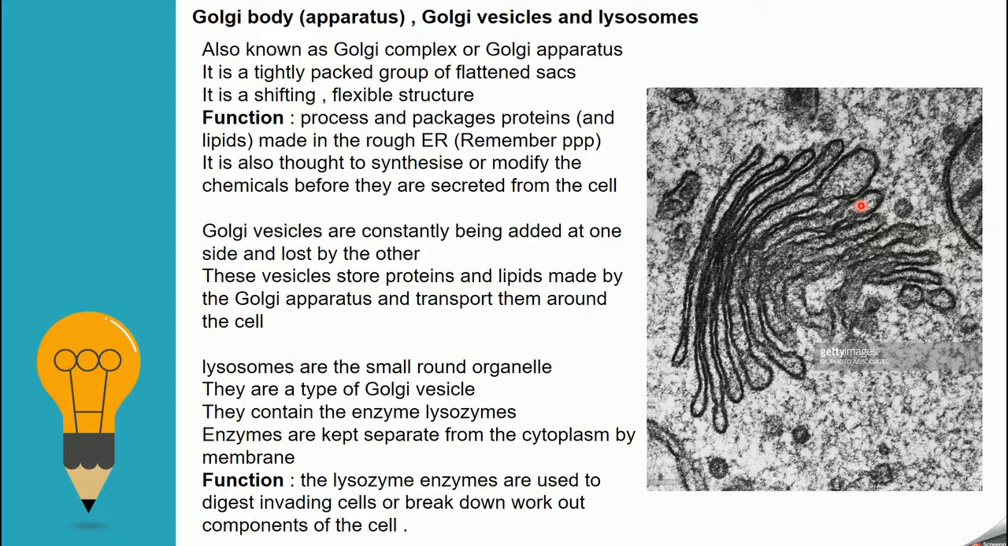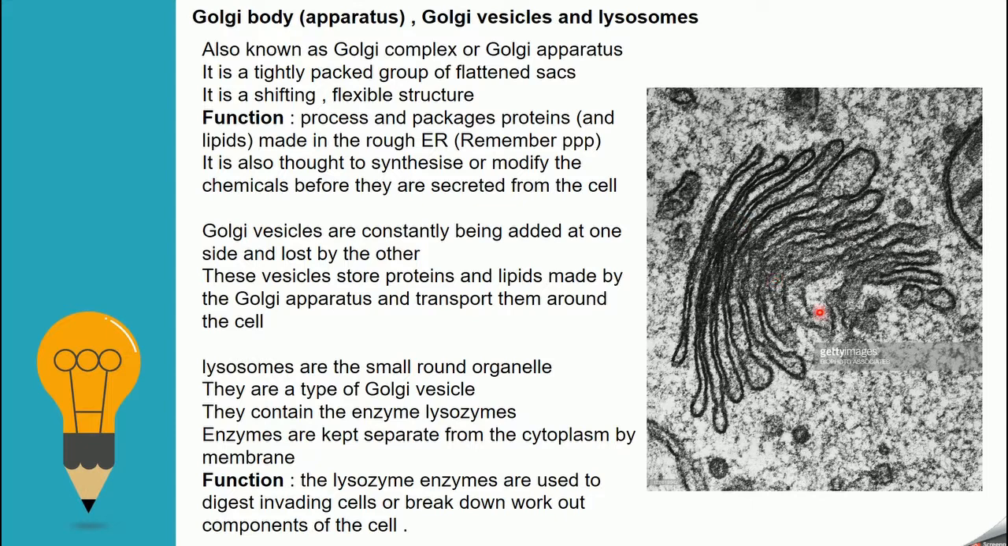So, it processes and packages proteins and lipids, and it's made in the rough endoplasmic reticulum. So this Golgi apparatus processes and packages lipids, which are made from the rough endoplasmic reticulum. It is also thought to synthesize or modify the chemicals before they are secreted from the cell.